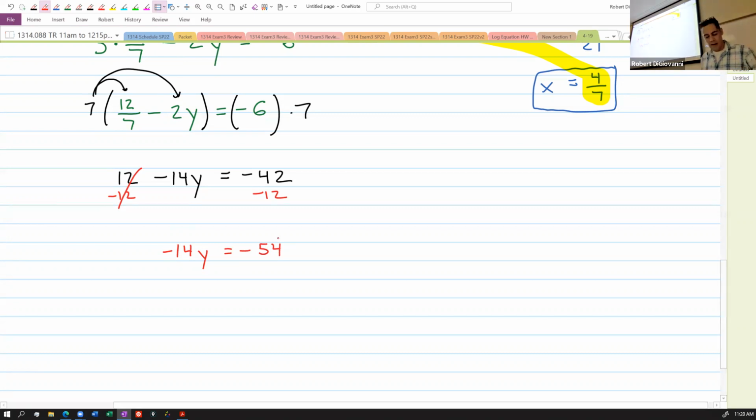And then divide by negative 14. So when you divide both sides by negative 14, a negative divided by a negative is positive, right? So that'll be a positive answer. 2 goes into both of those, right? Sometimes they go in the top one. 27. And then on the bottom goes in 7 times. So y is 27 over 7.